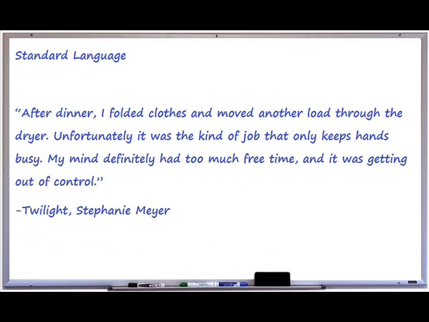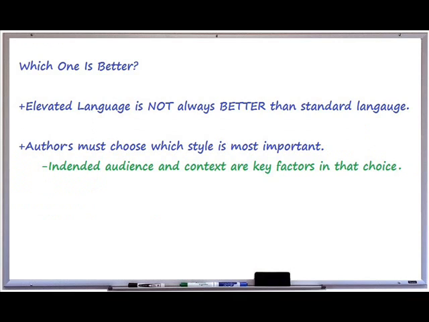Compare that form and vocabulary we just saw from Hawthorne to more modern popular literature, which tends to use more direct descriptions and explanations. After dinner, I folded clothes and moved another load through the dryer. Unfortunately, it was the kind of job that only keeps hands busy. My mind definitely had too much free time and was getting out of control. The difference in sophistication of these two examples should be evident. Hawthorne's high level of vocabulary and thorough description are trademarks of elevated language.